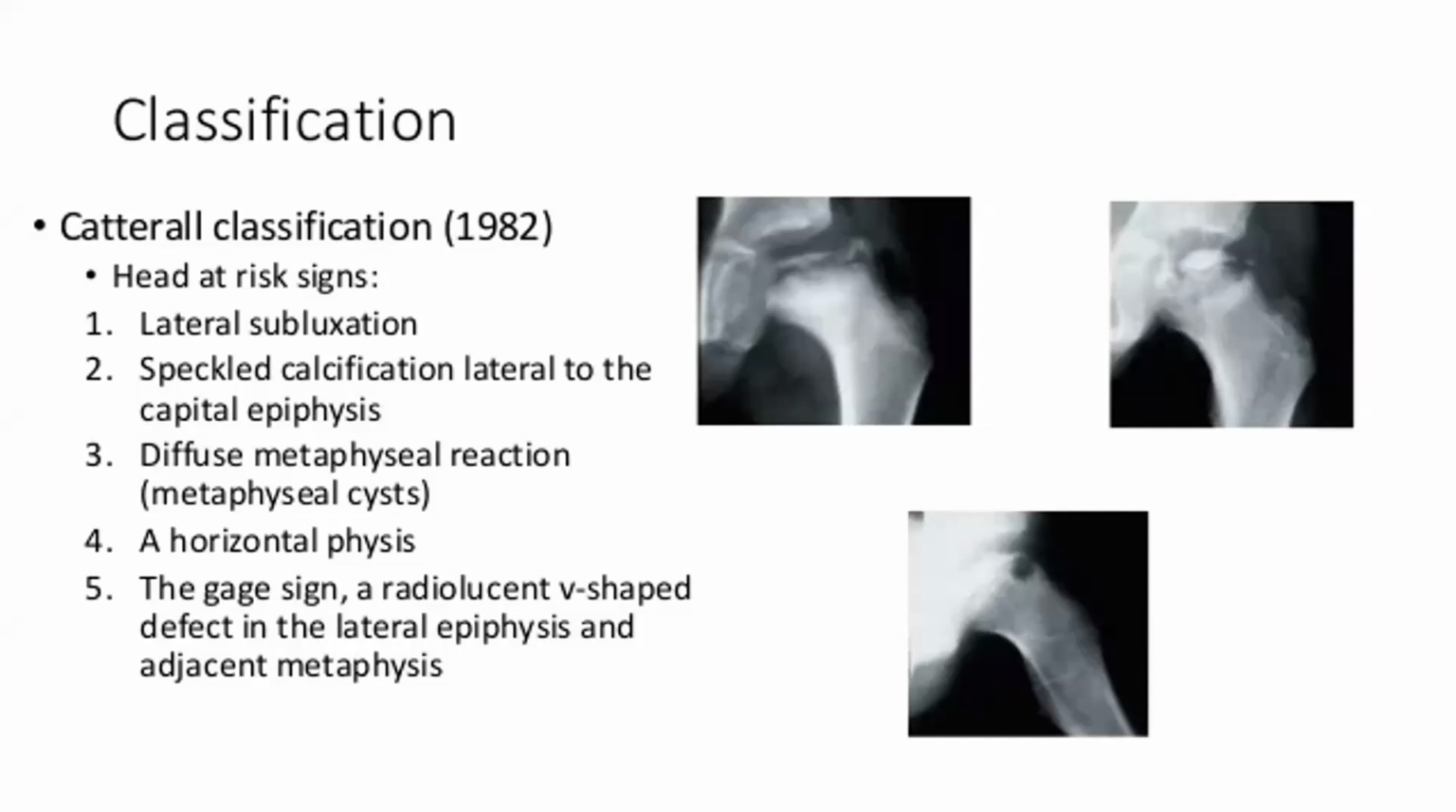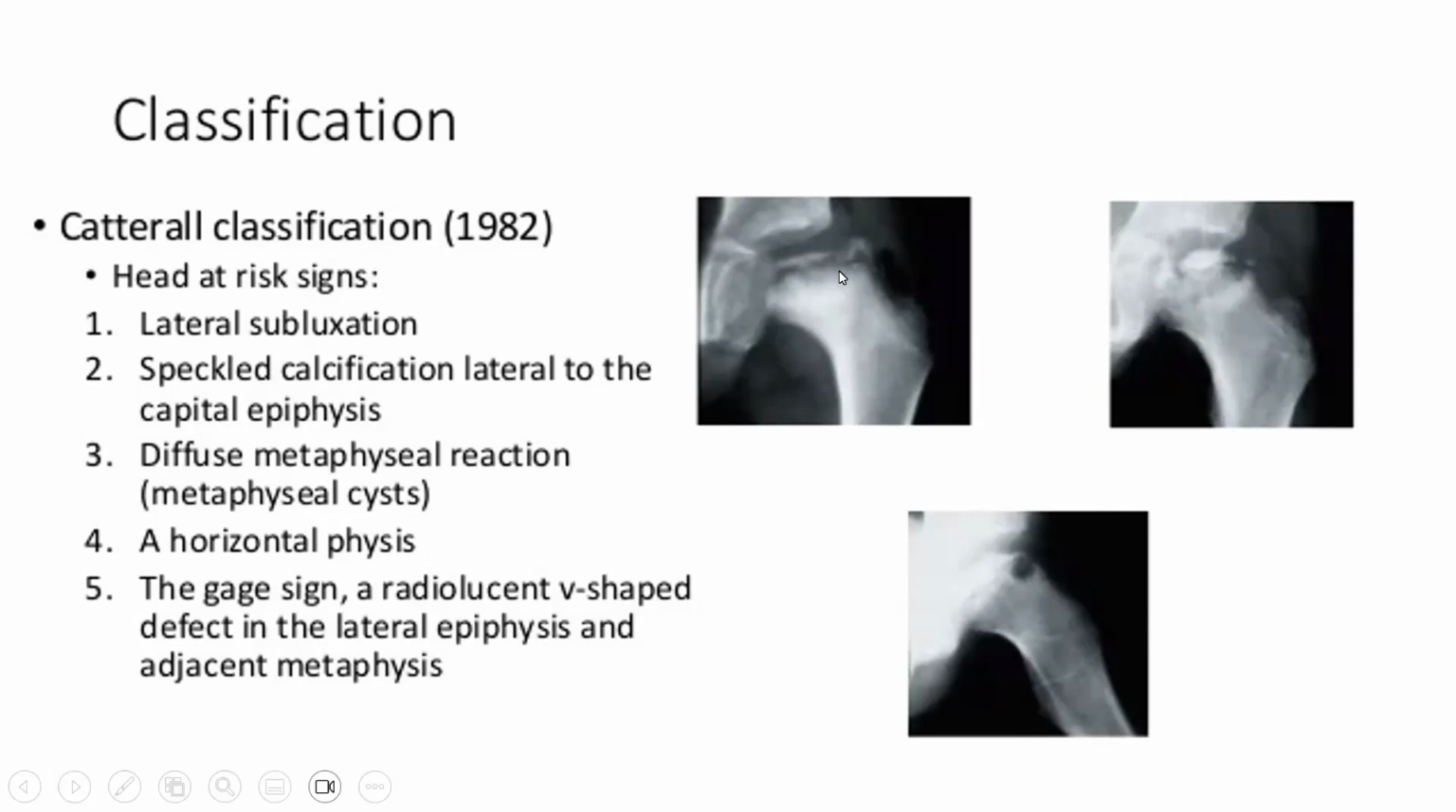Lateral subluxation. You see that there is lateral subluxation. You see it if you have also speckled calcification of the lateral end of the capital epiphysis. If you have diffuse metaphyseal reaction or metaphyseal cyst, here's a metaphyseal cyst. This tells us there's a bad result.